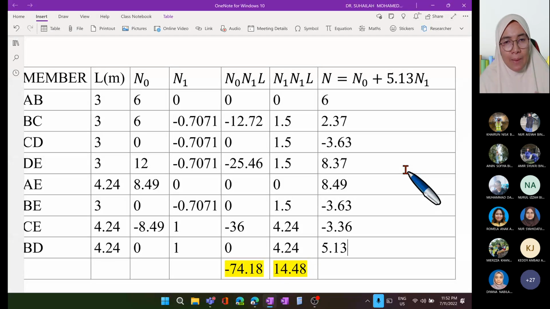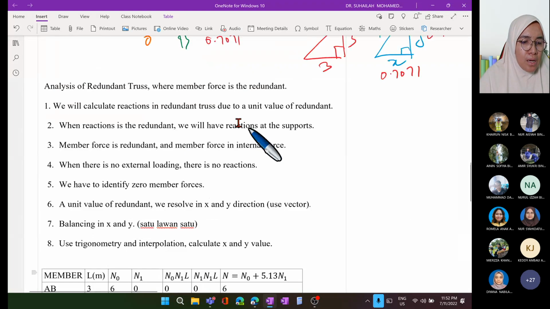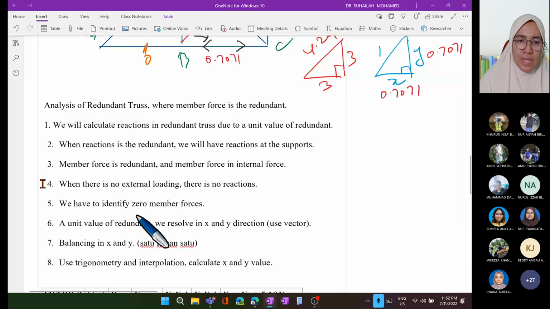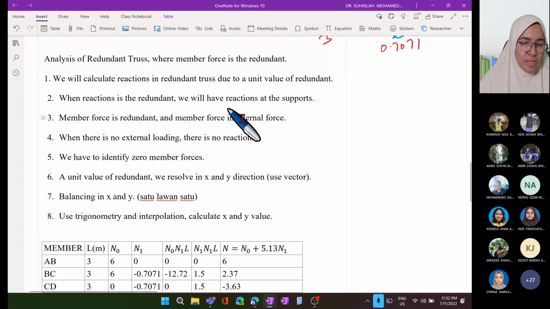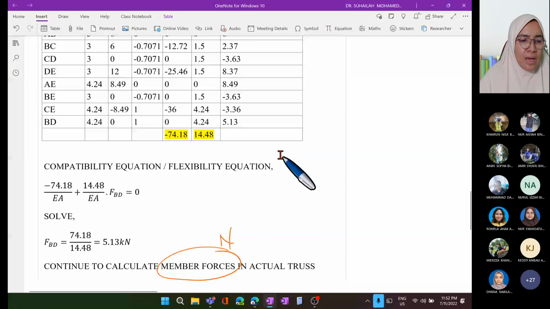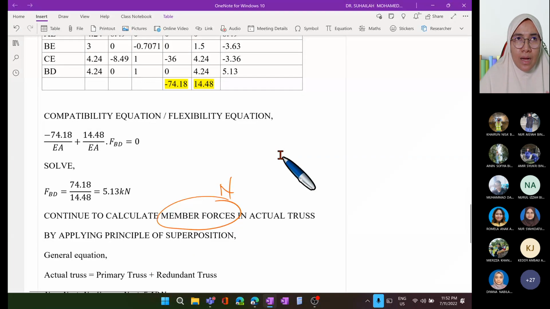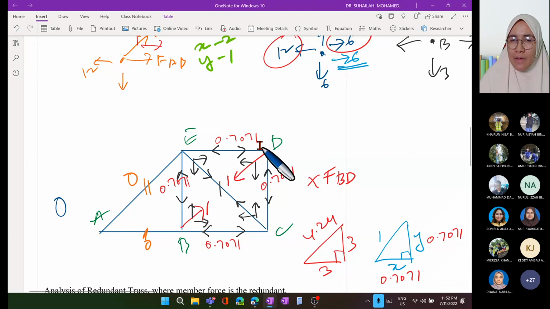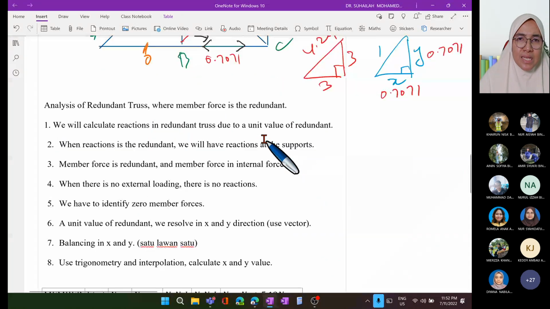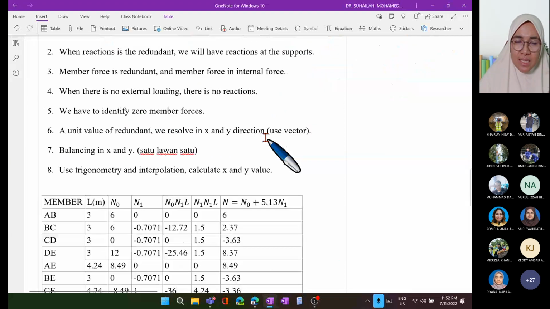You have to understand all the steps. Take note of all important things that I always repeat, and I have also listed all the important things here. I have written all the steps. If you don't understand, please ask. So this is basically analysis of indeterminate truss using flexibility method. We have externally indeterminate truss, I have discussed in the morning class, and this is internally indeterminate truss. For external indeterminate, the redundant comes from reaction.